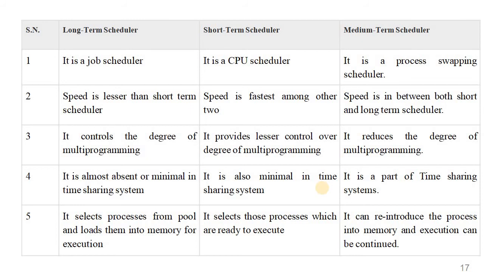Number 5, it selects processes from the pool and loads them into memory. The short-term scheduler selects processes which are ready to execute, and the mid-term scheduler can reintroduce the process into memory and execution can be continued. Okay.